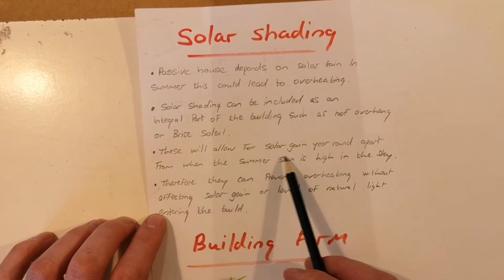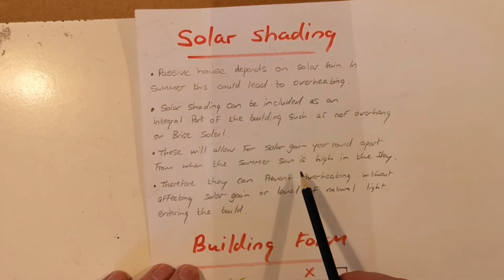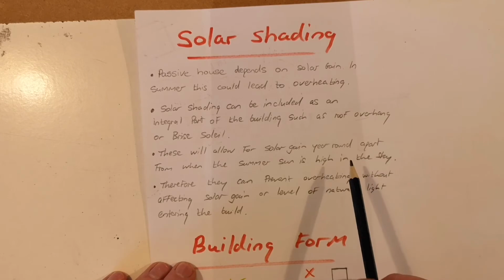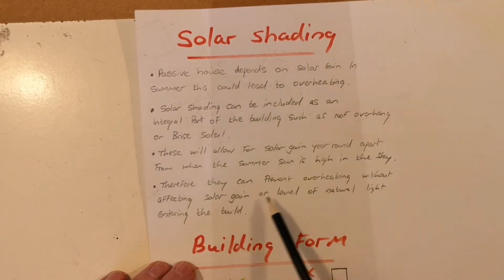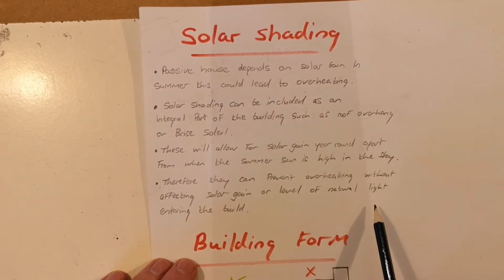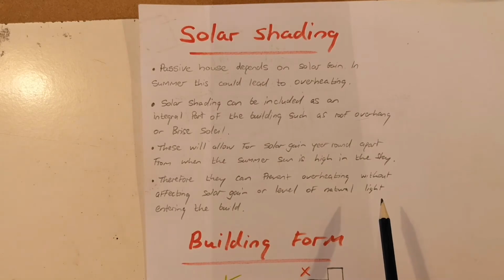So when they're planned, they allow for solar gain all year round, apart from when the summer sun is high in the sky, where it could lead to possible overheating. Therefore they can prevent overheating without affecting the solar gain or the level of natural light entering the building. So I have two quick sketches here as well.